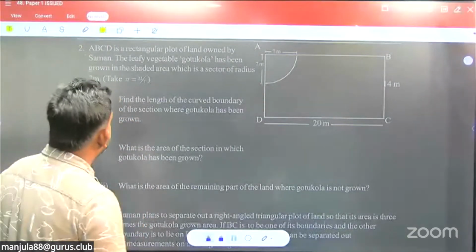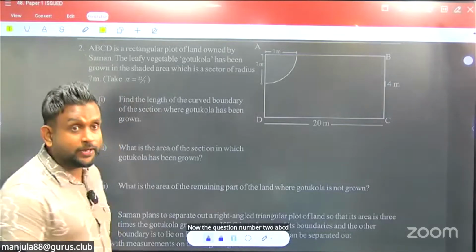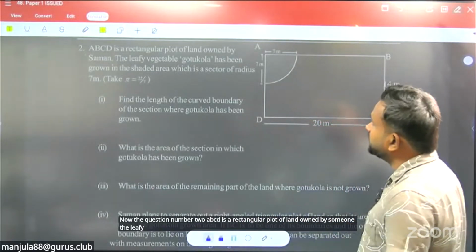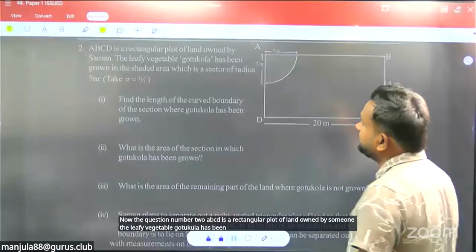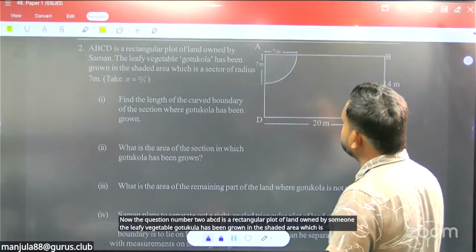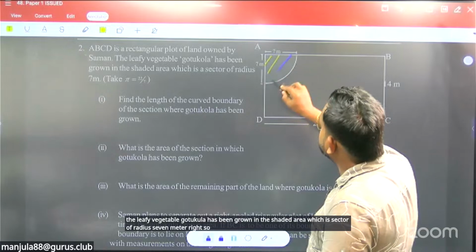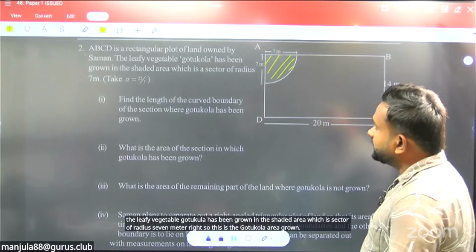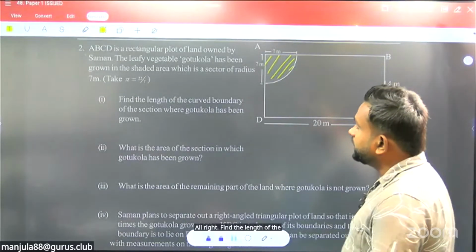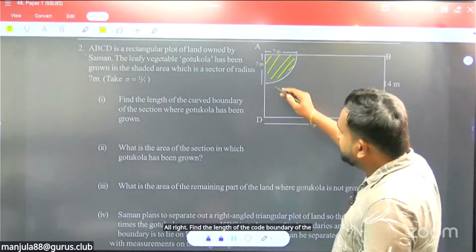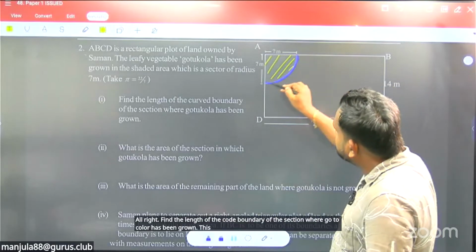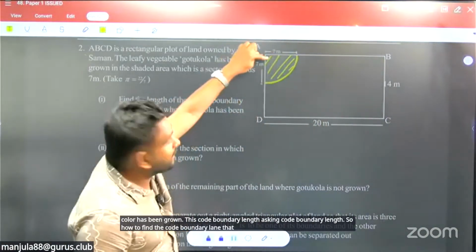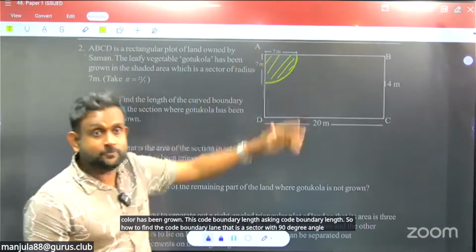Now question number 2. ABCD is a rectangular plot of land owned by someone. The leafy vegetable gotukola has been grown in the shaded area, which is a sector of radius 7 meters. So this is the area where gotukola is grown. Find the length of the curved boundary of the section where gotukola has been grown. This curved boundary length is being asked. So how to find the curved boundary length? That is a sector with a 90-degree angle at the center.